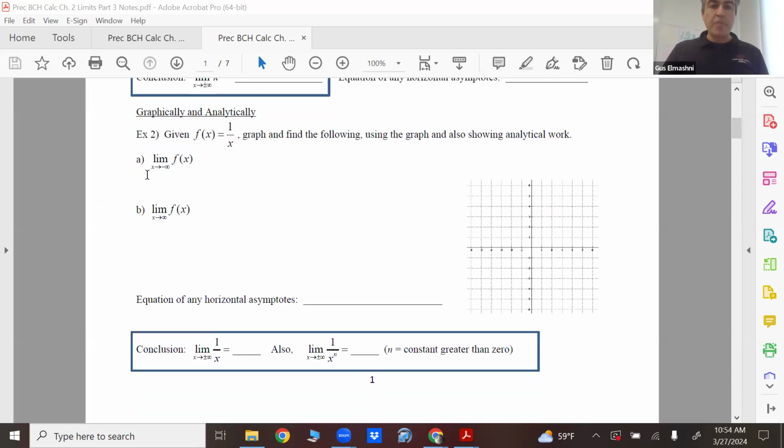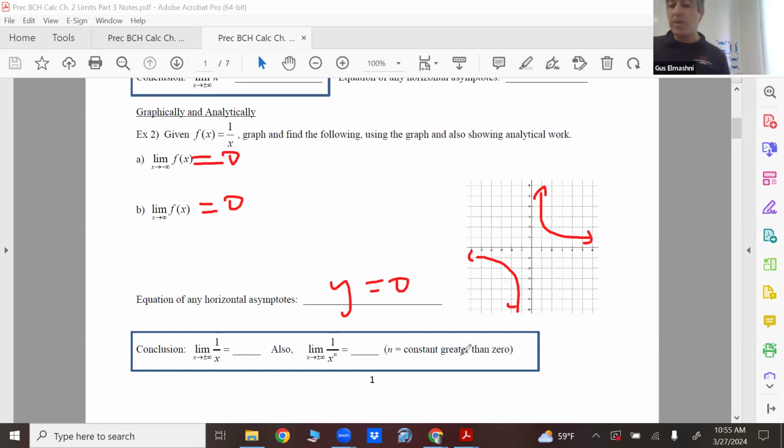Example 2. What if you have 1 over x? We know graphically, I'm just going to do a quick sketch, it levels off towards 0. So in this case, it's y equals 0. As long as you have 1 over x raised to some power n, where n is a constant greater than 0, even if n is 0.1, or even root x, who cares? Ultimately the bottom is an increasing function. The function itself is decreasing, but root x is increasing. So the bottom's getting bigger, while the top is stuck at 1. It's going towards 0 every single time.